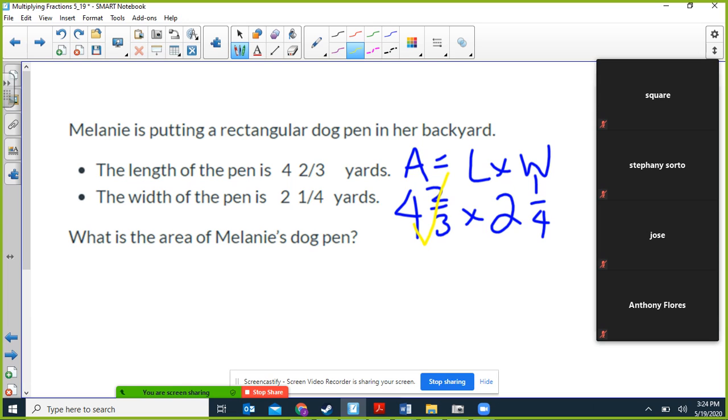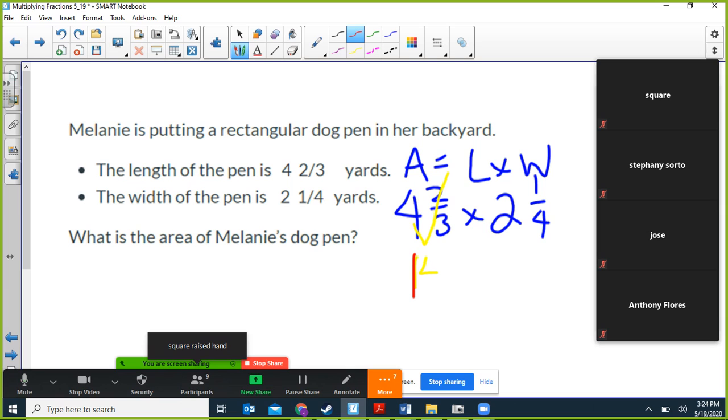All right, so 4 times 3 is 12, plus my 2 is 14. Square, do you have a question? I don't know who you are, though. Who is Square? Go ahead.